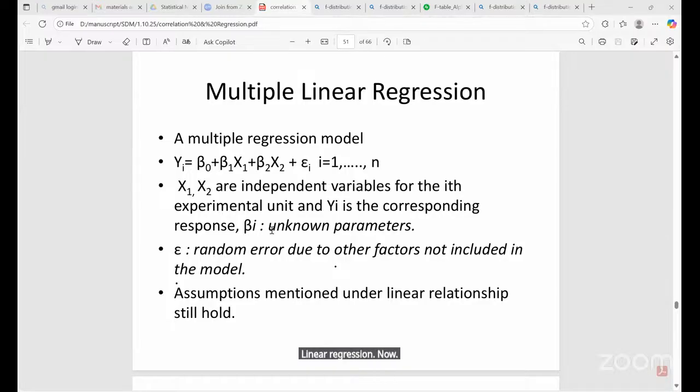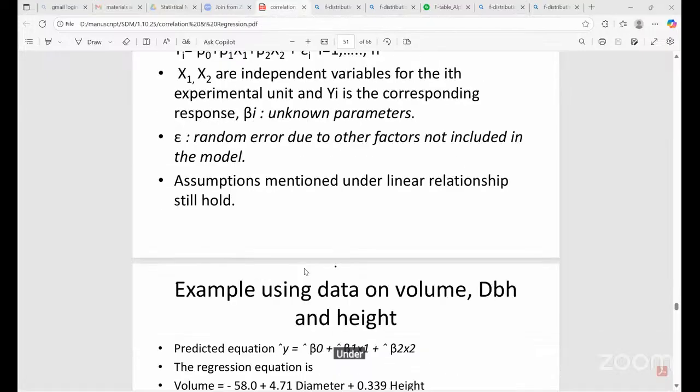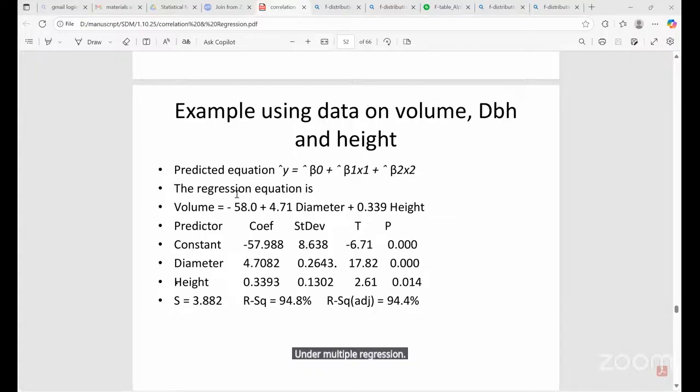Now, the assumptions under simple linear also hold for multiple linear regression. We will assume y is a random variable, linearly related to all the x's. We also assume it is normally distributed. We also assume the random errors are normally distributed, independent with constant variance. And another added assumption is that we assume the independent variables are not correlated under multiple regression. So this is an analysis out of multiple regression.